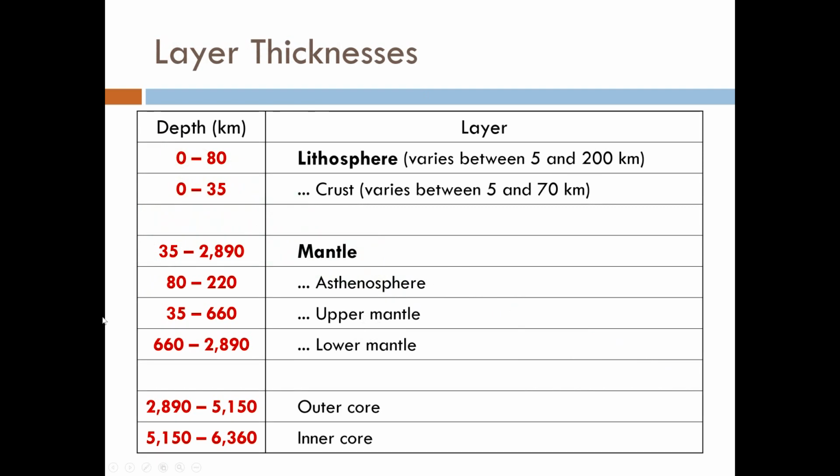So our thicknesses are here. So 0 to 80, 0 to 35. So the lithosphere is the crust plus the upper mantle. And that's just to do with how that layer of the Earth functions. Then we have the mantle between 35 and close to 3,000. The mantle's made up of the asthenosphere, upper mantle, lower mantle, and just the top of the mantle is part of the lithosphere. And we have the outer core and the inner core.